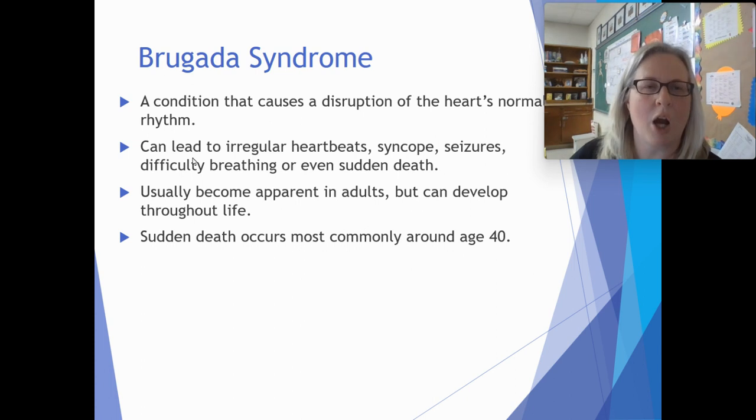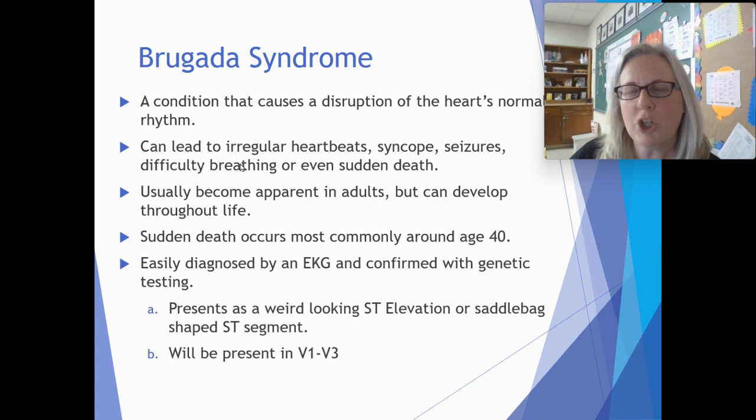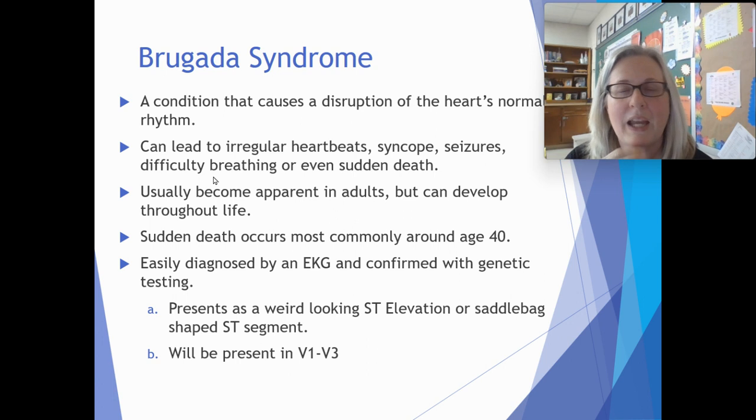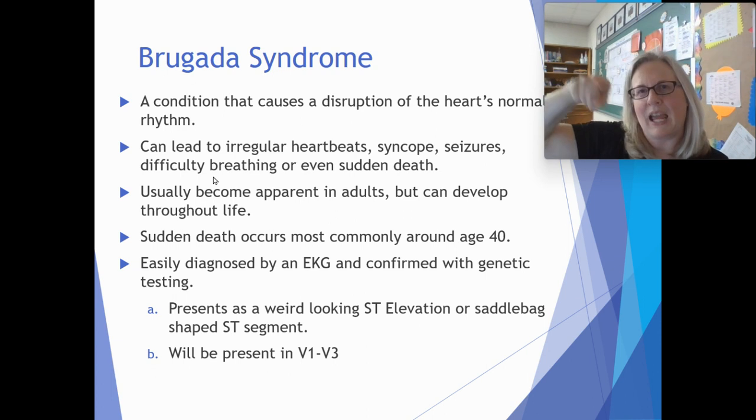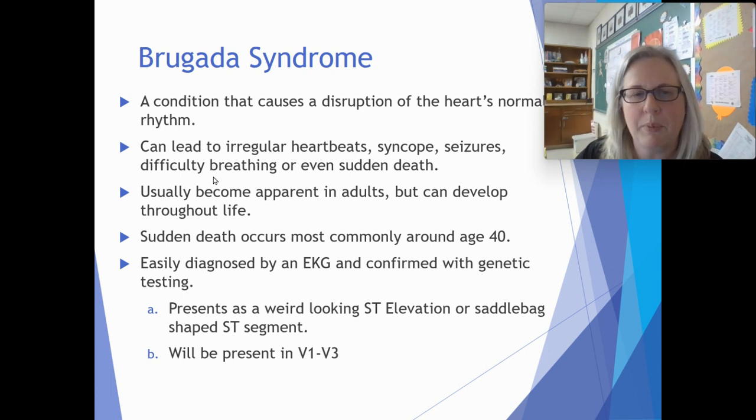It's not the most common thing with Brugada syndrome, but it does show up on the EKG very oddly, okay? It's easily diagnosed. They just need an EKG, and then some genetic testing as well if needed. So it looks like a very weird looking ST elevation. They call it a saddlebag because it's elevated and then it sags down like this. It typically presents in D1 through 3. We're going to take a look at it in the next slide here. It shows you what it actually looks like. And there's a couple different formations of that. But this is what Brugada is.